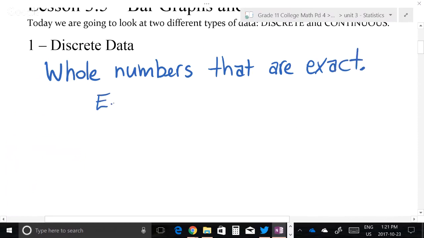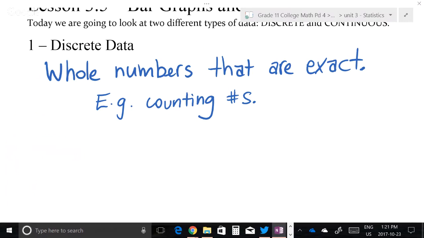All right, and a good example of this would be counting numbers. And here's what I mean. How many eyes do I have? Two, of course. Now, when I say that I have 2 eyes, is it possible that I have 1.9 eyes or 2.1 eyes?